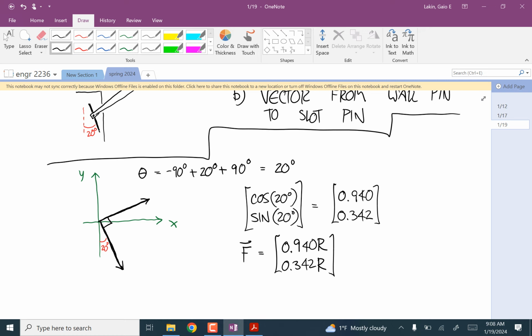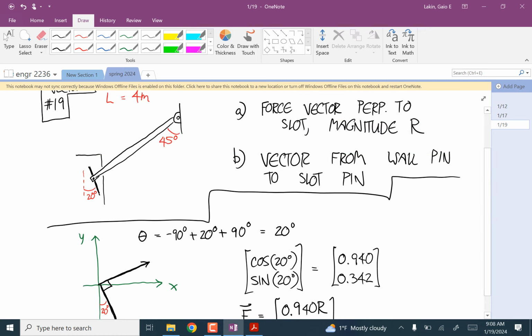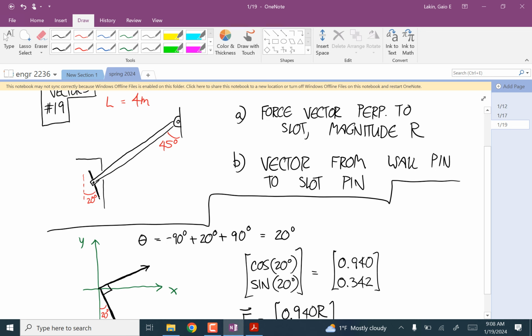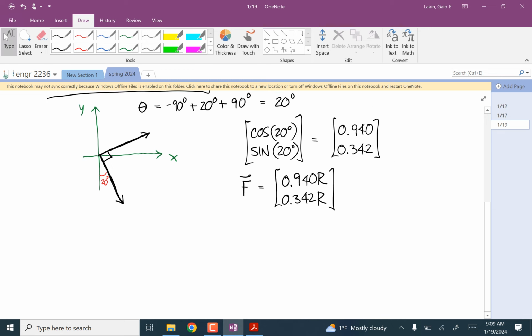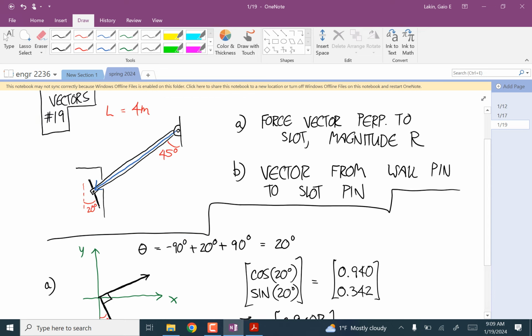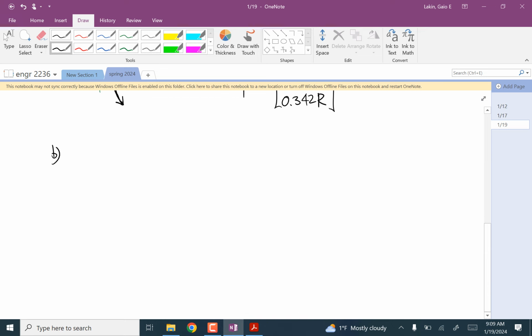You can also think of it as, there are two ways you can think of it. If you know that angle, we know this is 45 degrees. We want the vector going like this from the wall pin to here, okay? So for part B, you could think of it like this. Here's our coordinate system.